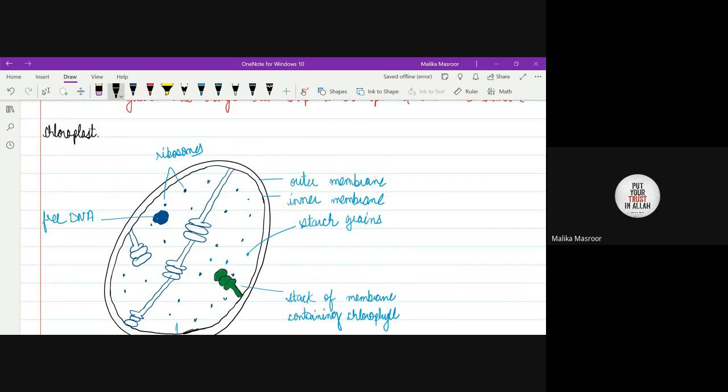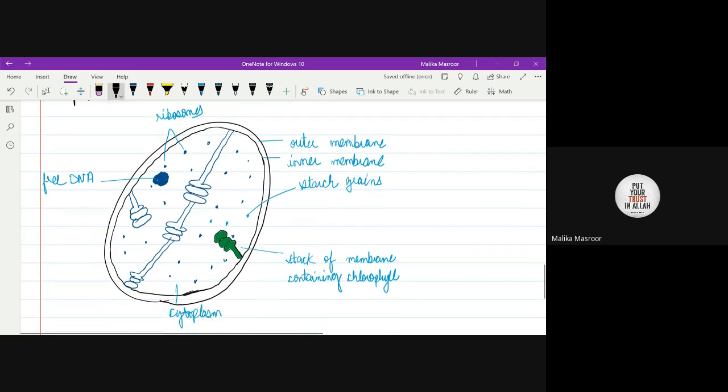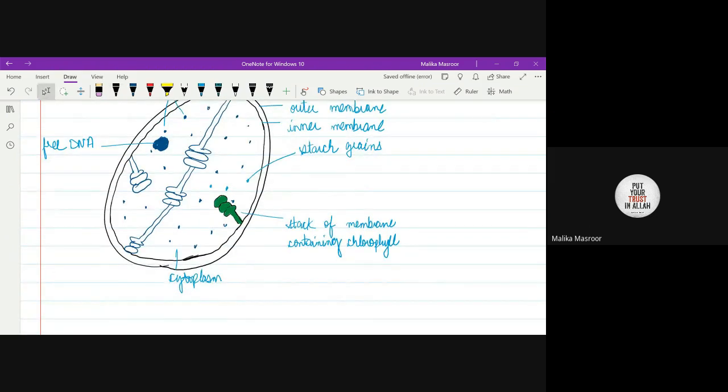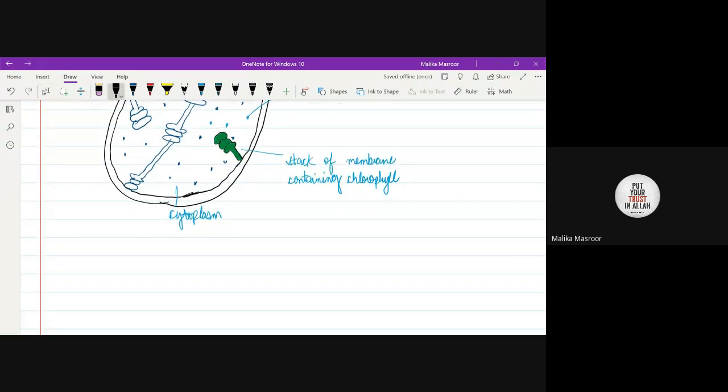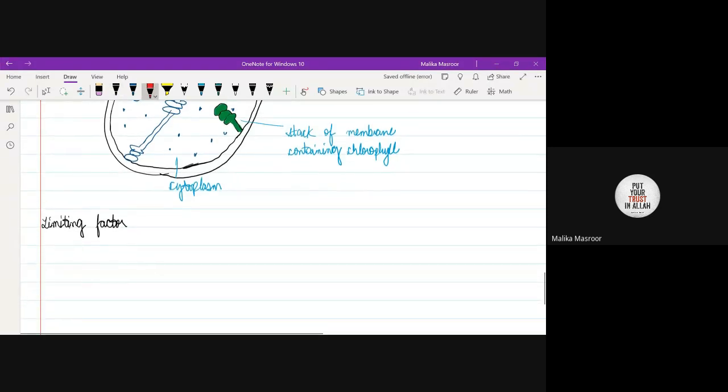Alright, now let's talk about the factors affecting your rate of photosynthesis. Firstly, before discussing the factors, you need to know what exactly is a limiting factor. Limiting factor is any factor that is in short supply and therefore limits the rate of photosynthesis.